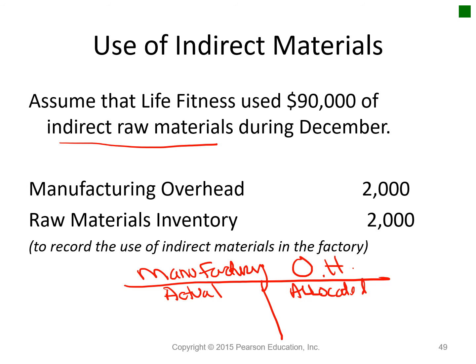So any sort of indirect materials, indirect labor does not go to WIP. It goes into this account called manufacturing overhead. Think of this as kind of like a control account. It's going to help us track our overhead numbers to compare to the allocated. So notice we debit the overhead and we credit raw materials inventory.